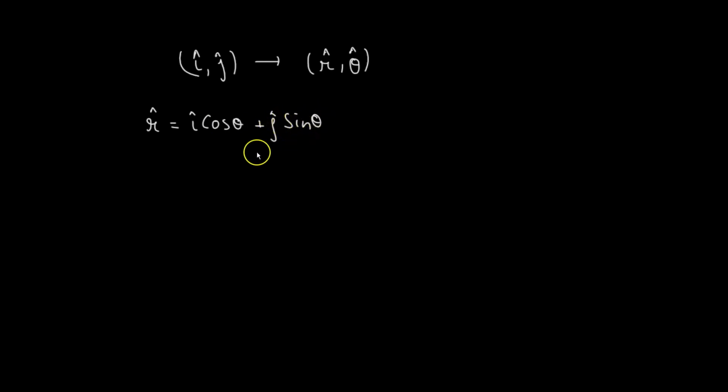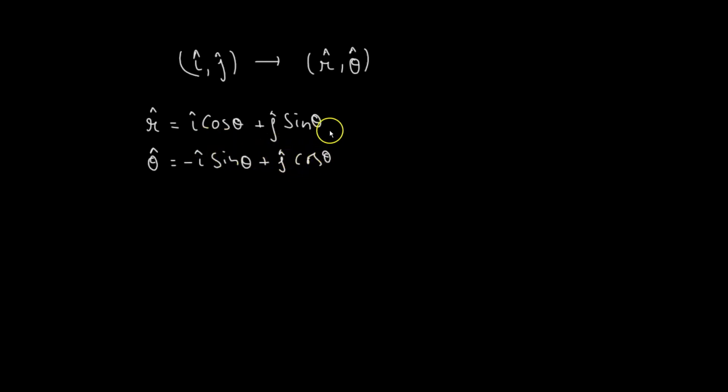So now that we have obtained the transformation to go from I cap, j cap to r cap, theta cap, or the other way around, let's use the transformation of I cap and j cap going to r cap and theta cap. That means from the rectangular coordinate system to the plane polar coordinate system. So we obtained the equation r cap is equal to I cap cosine theta plus j cap sine theta. And for theta cap, we obtained negative I cap sine theta plus j cap cosine theta.